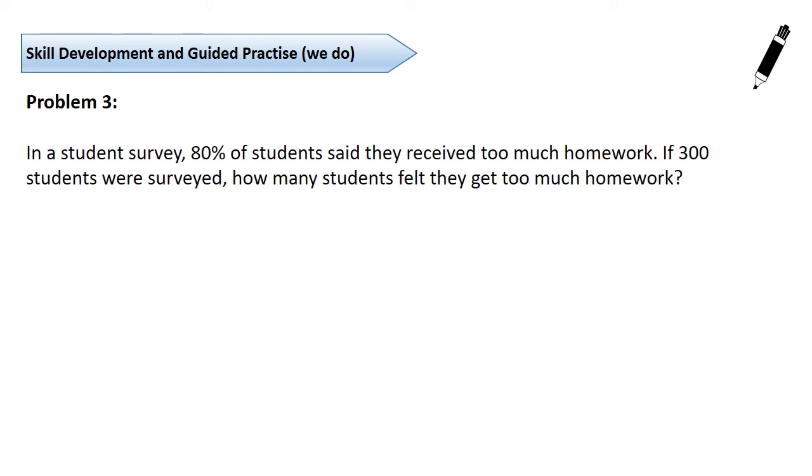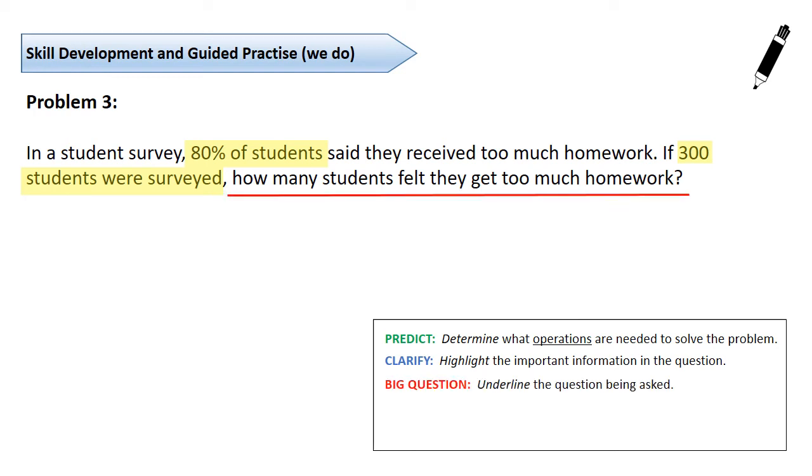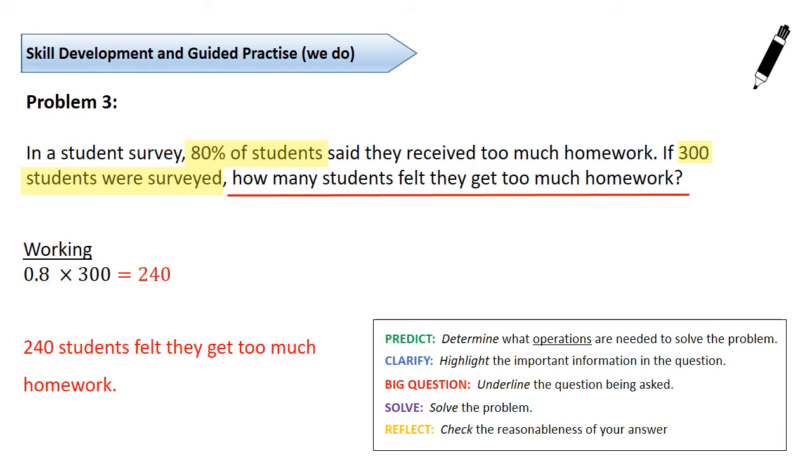Problem number 3. In a student survey, 80% of students said they received too much homework. If 300 students were surveyed, how many students felt they get too much homework? So let's highlight the important information. 80% of students out of 300 in total. And we want to know how many felt they had too much homework.